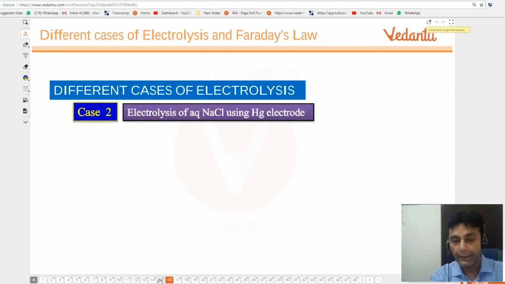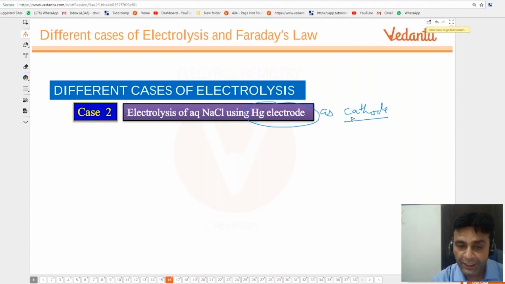Okay. In the previous two cases, I have discussed the platinum electrode. But now I am using mercury as a cathode. In the previous cases, the electrode is inert, that is platinum. But now I am using mercury as a cathode. It's reactive.